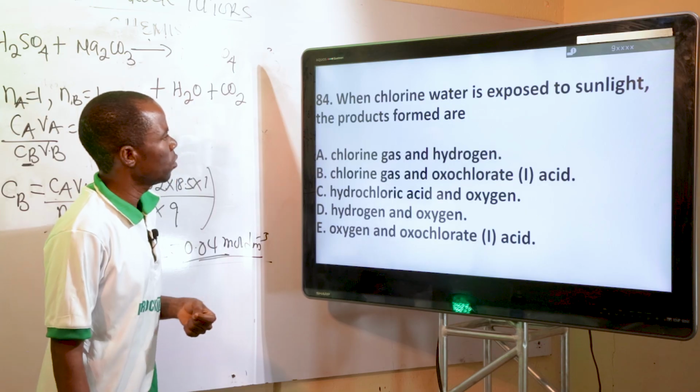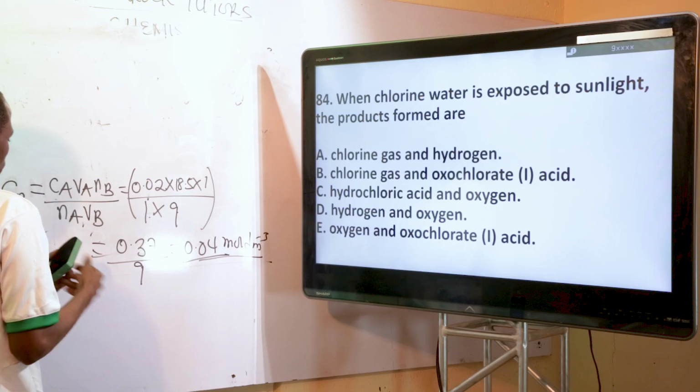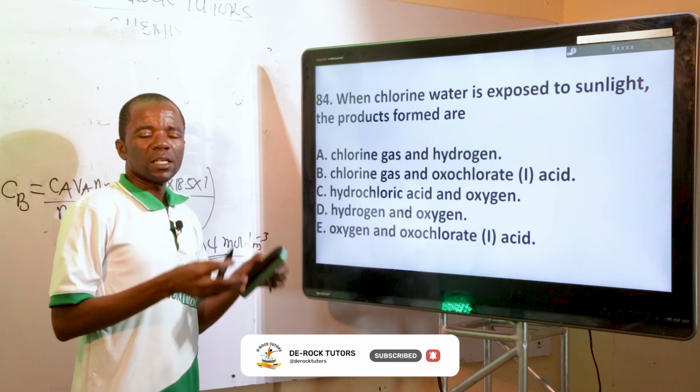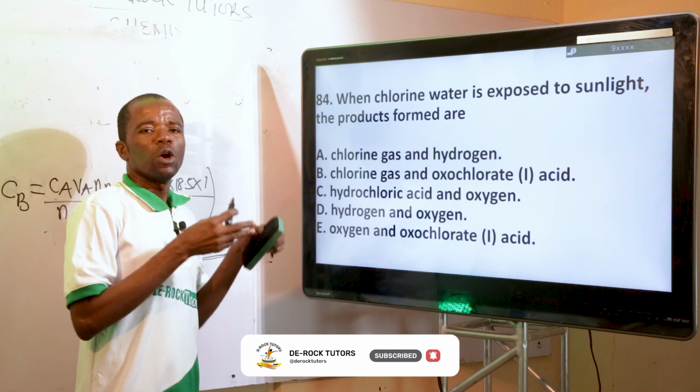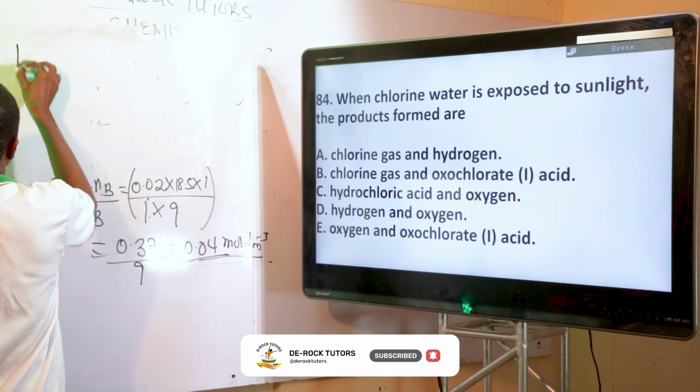Number 84. When chlorine water is exposed to sunlight, the products formed are, let's look at the board and see. So, first of all, when you say chlorine water, what does it mean? Another name for chlorine water is oxochlorate(I) acid or hypochlorous acid. This is chlorine water.